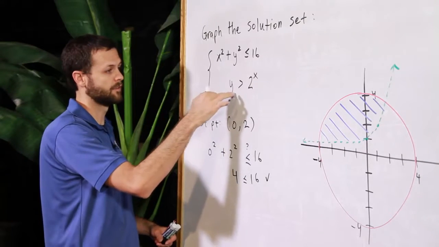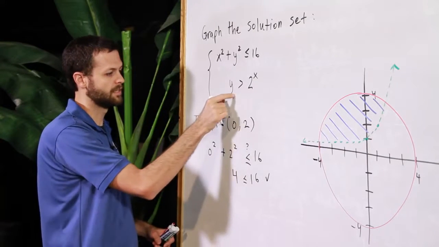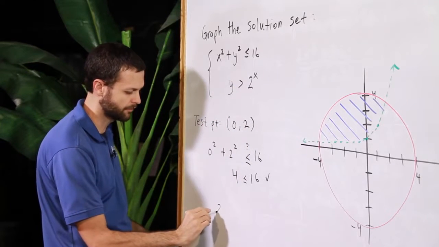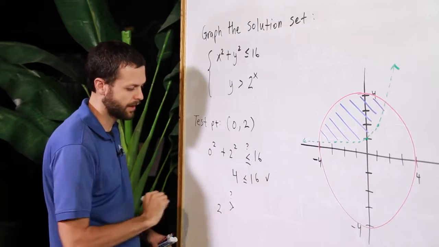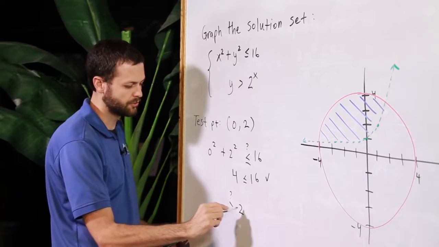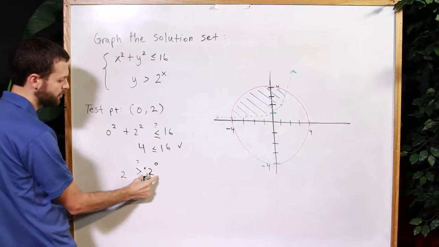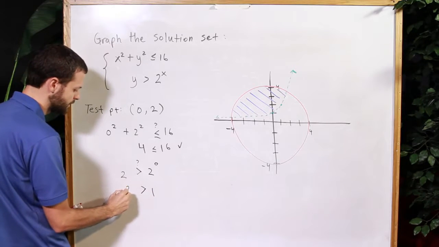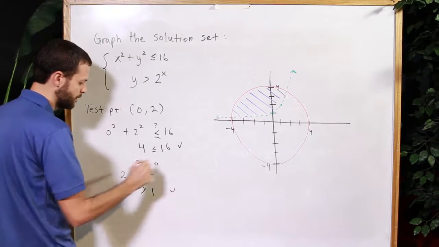Now I can do this again for the second inequality. Wherever I see a y, I'll put a 2. Wherever I see an x, I'll put a 0. So I now have 2 is greater than, and I'm asking a question here, let's see, 2 to the 0. Well, remember, first of all, that anything to the 0 is just 1, and 1 is indeed less than 2. So that works as well.